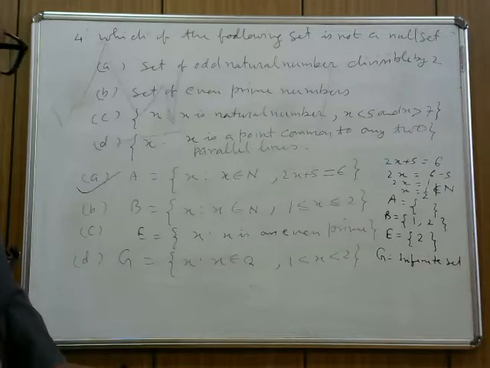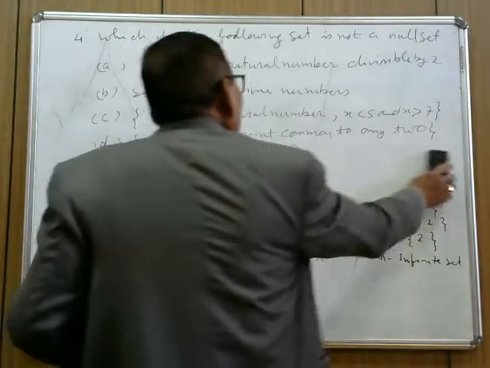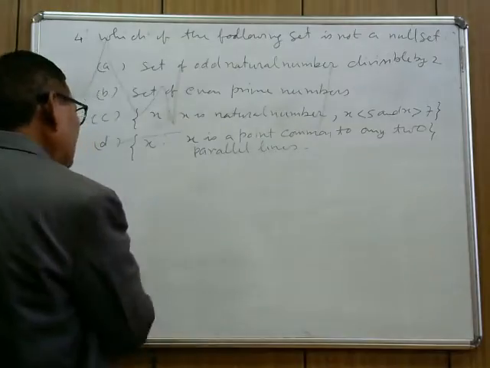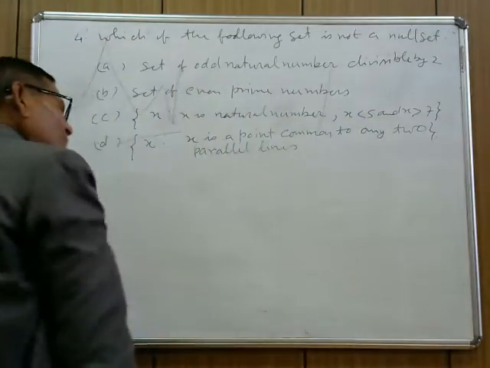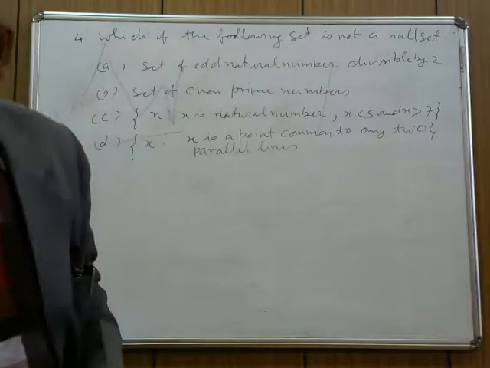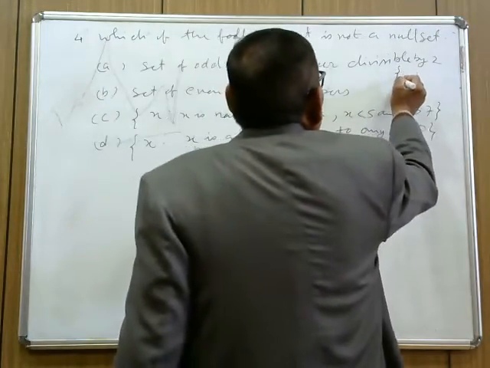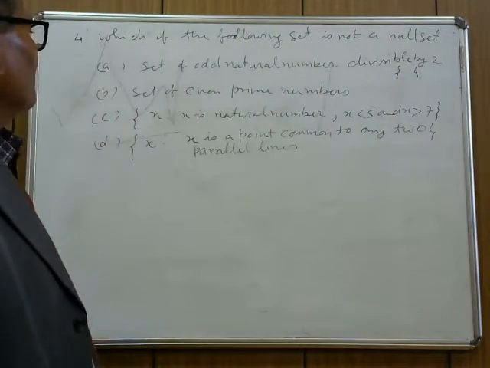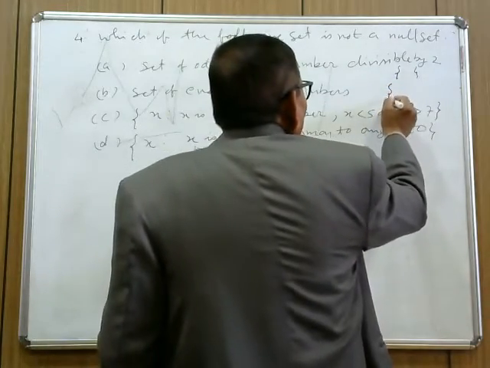So your first part A, when you write the given set in roster form, how many odd natural numbers are there in the set of natural numbers that is divisible by 2? You can say none. So it is an empty set. It has no element. This is an empty set. Set of even prime numbers. It has one element, that is 2.